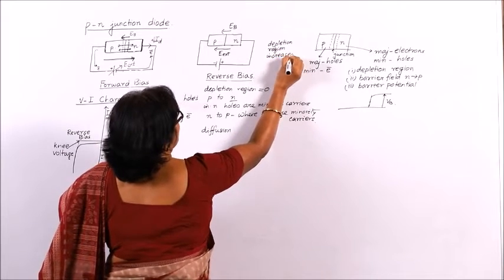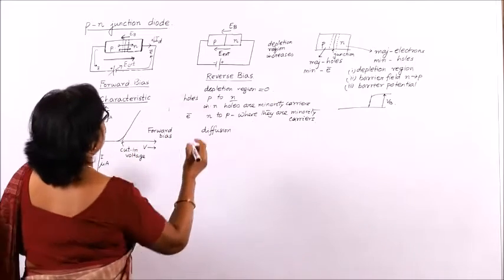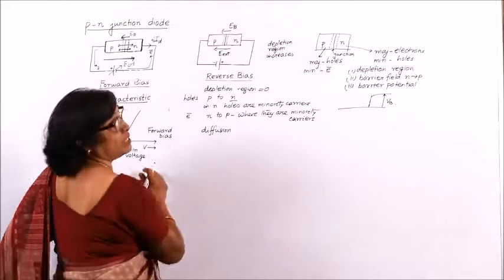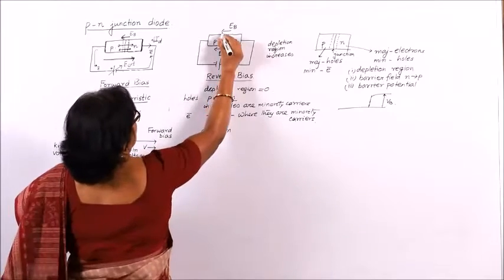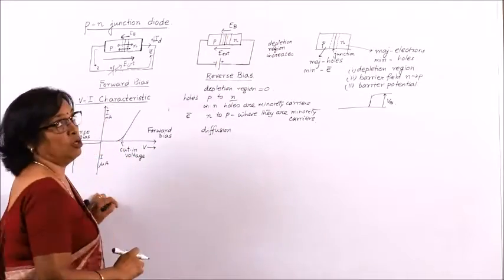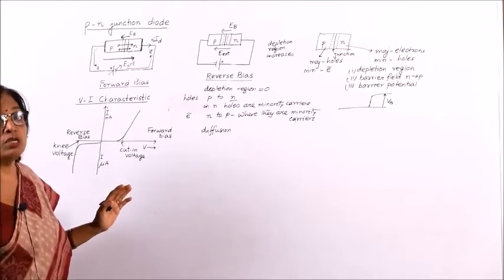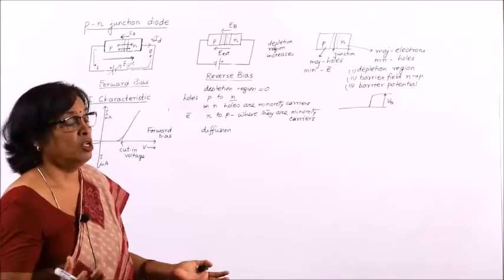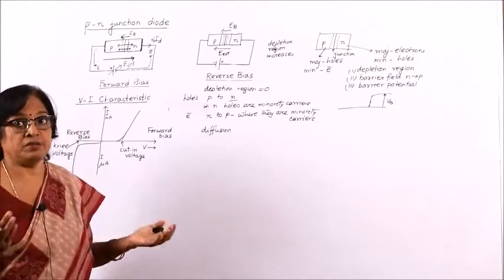So, just the opposite thing happens. If this was the depletion region when there was no bias, now the depletion region will be more, of this width. So, the width now increases, and the majority carriers cannot cross over. That is why there is no current.